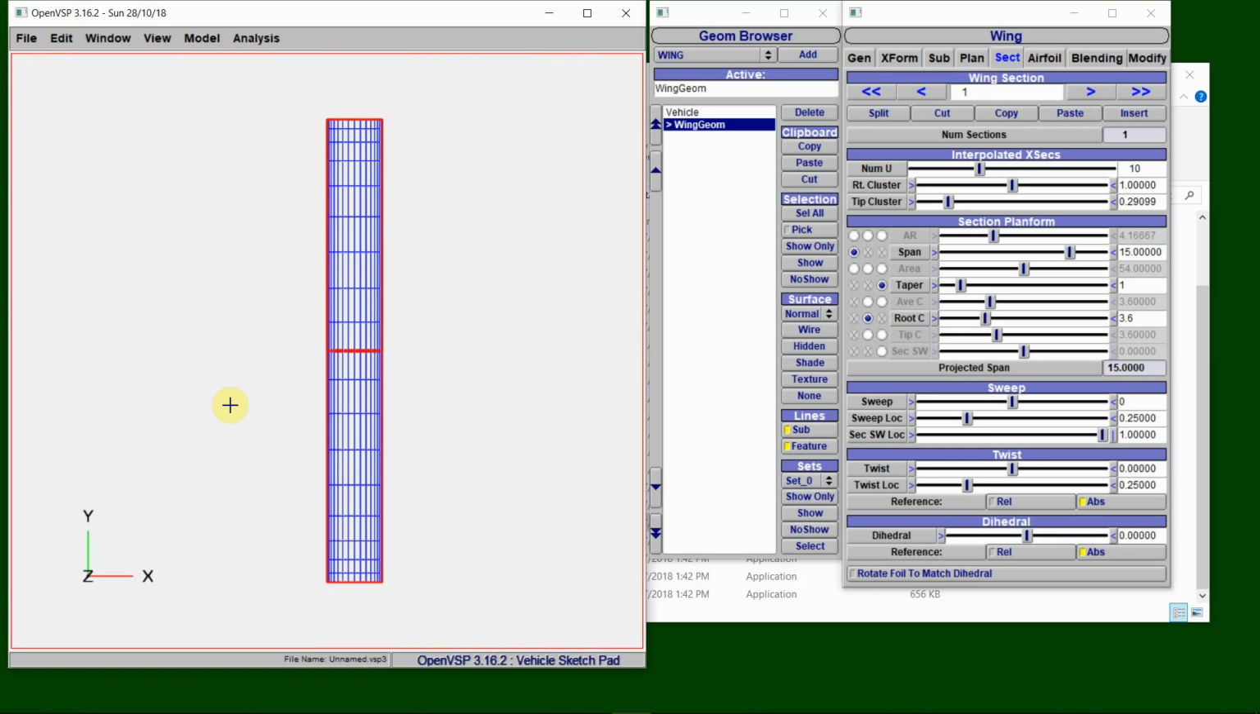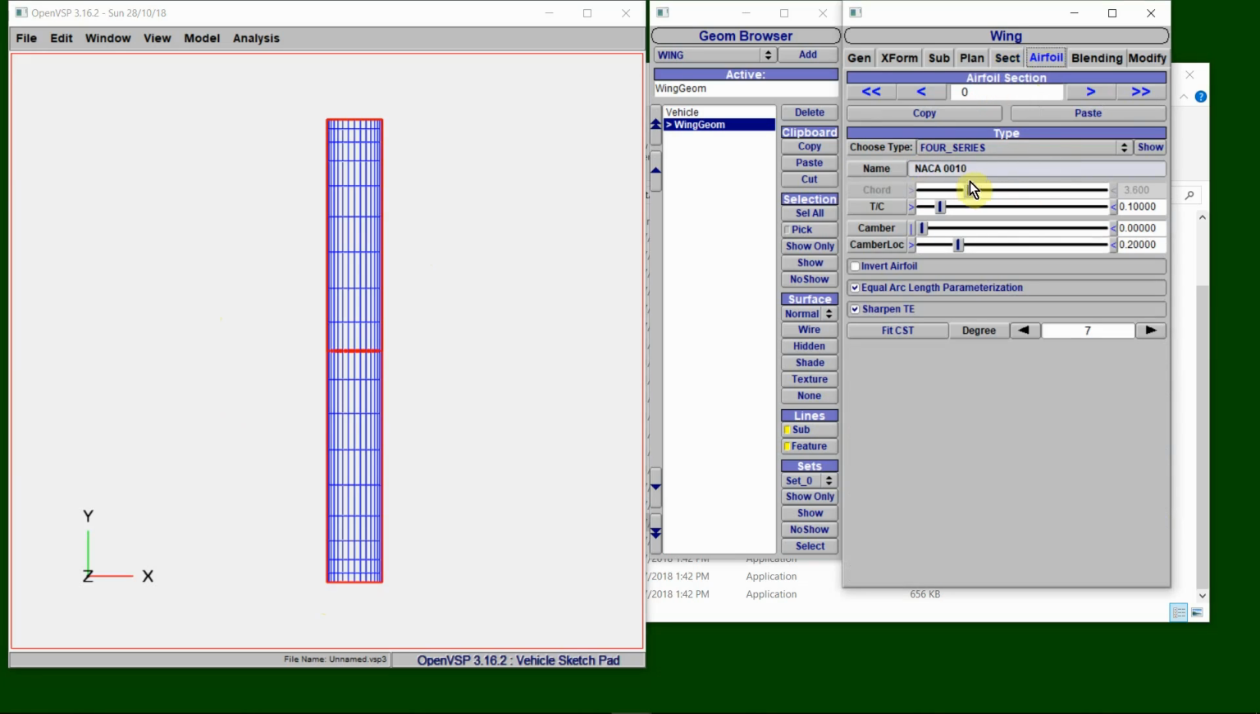There we go. Another thing to do is, you notice that was a symmetrical airfoil, and we're going to stick with that for now. But what is that airfoil? Just in case you're curious, we can come over here and click on the airfoil tab, and you can see it is a NACA 0010 airfoil. So that's a 10% NACA 4 series airfoil. It has zero camber. The camber location is at 20%. This really doesn't have a significant impact on the calculation that we're going to use though.